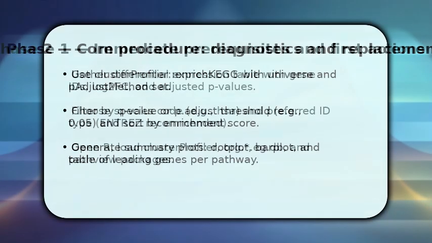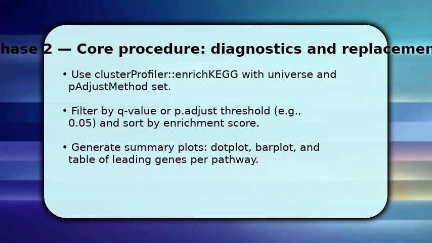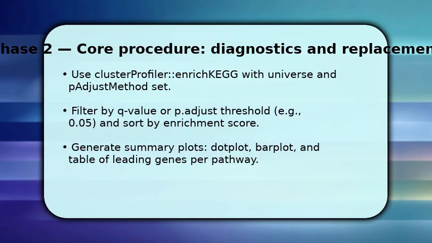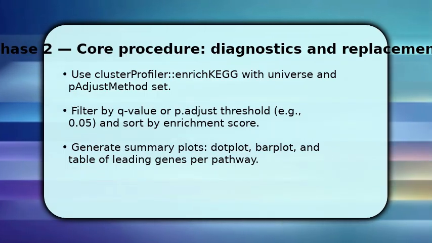You run enrichKEGG from clusterProfiler, supplying your Entrez gene list, organism code, and a proper background universe to avoid bias. Once the run completes, filter results by adjusted p-value, typically 0.05, and sort by enrichment score or gene ratio to prioritize pathways.